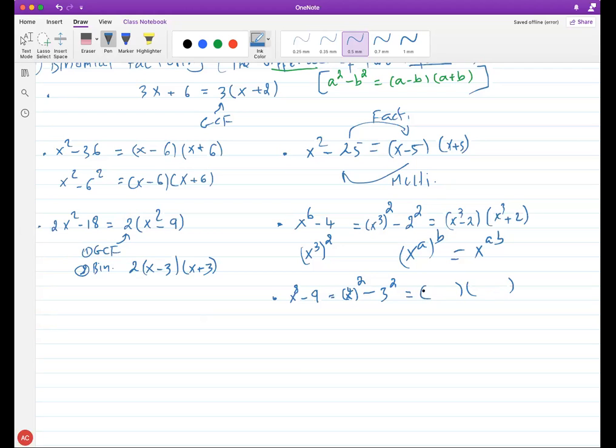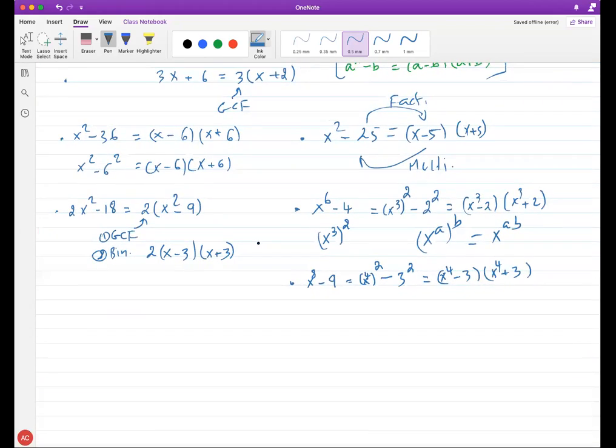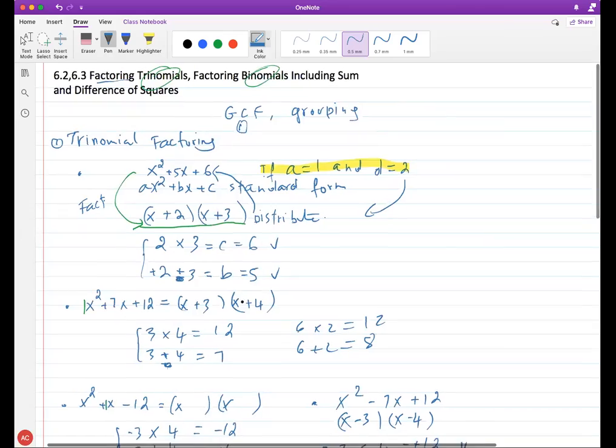I'm going to write their bases. So what goes inside the first set? x to the 4th minus 3. Right, this base x to the 4th minus 3. And then x to the 4th plus 3, again the same thing, but change the sign. Okay, and that's pretty much how you factor using binomials and also trinomials.